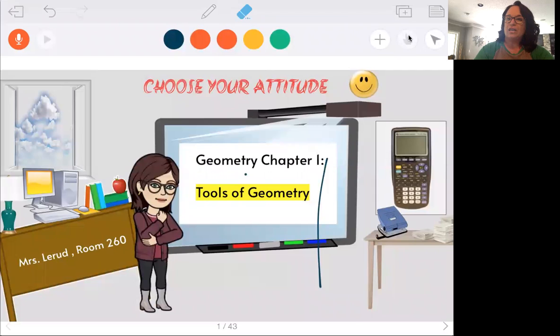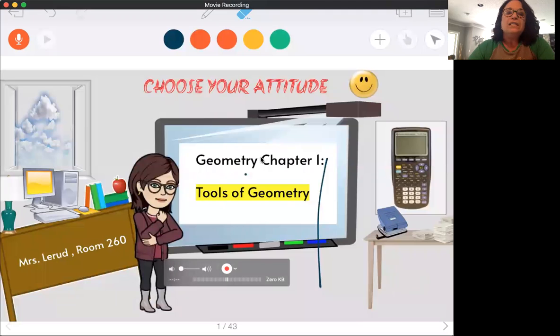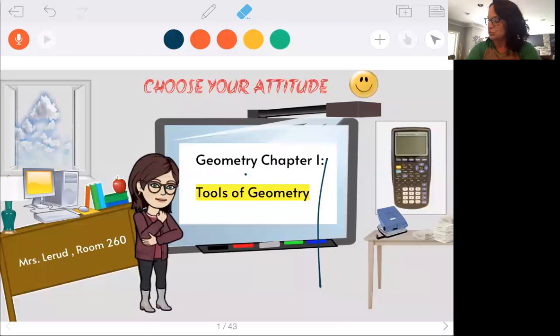So our first chapter, I'm going to move my face here. Let's put it at the bottom. It's always good if you can still see me, makes it a little bit more personal. So the first chapter is called Tools of Geometry. And if we are doing 100% distance learning, this does look like my classroom. I do have a Choose Your Attitude sign above my smartboard. I have a window right there that kind of looks like me. I made that one when my hair was a little straighter. Now it's a little curlier, but if you were to meet me in person, that's my best Bitmoji. But anyway, it kind of makes us feel like we're in the classroom, correct?